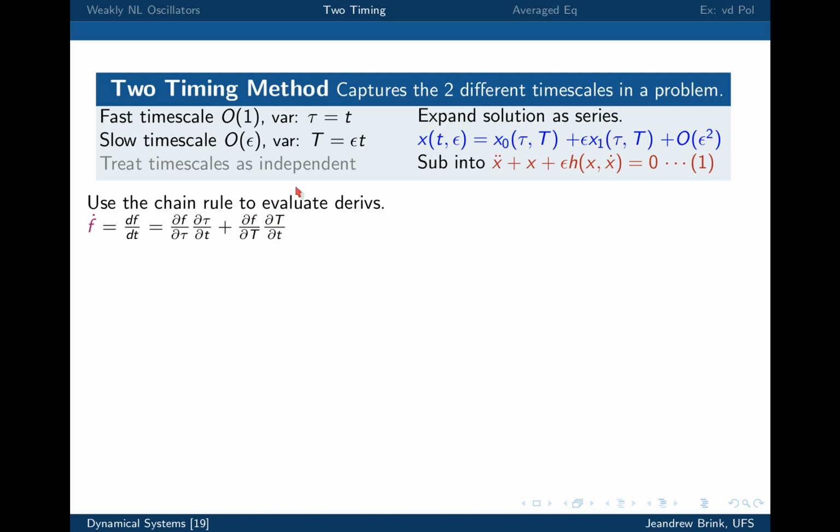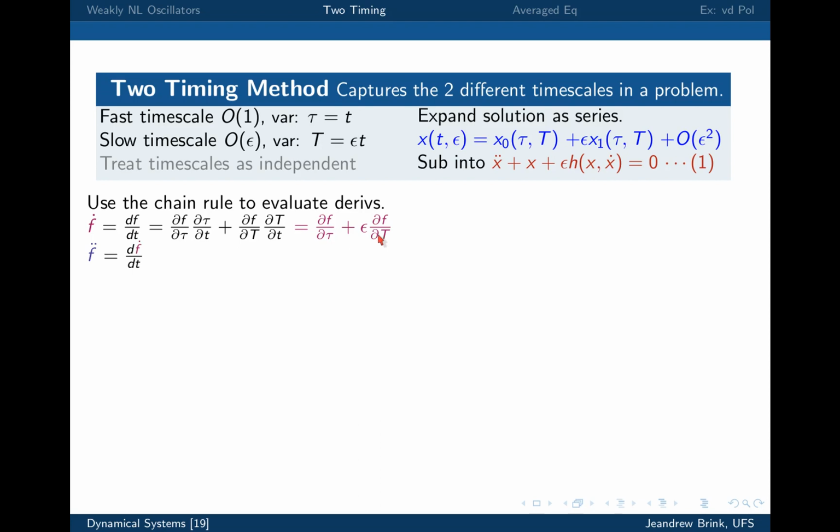And now we can use what we know about the slow and the fast time. We know that d tau dt is just 1, and we know that d big T dt is epsilon. So we now have a rule for the total time derivative. It's simply df d tau plus epsilon df d big T, the time derivative with respect to the slow time.